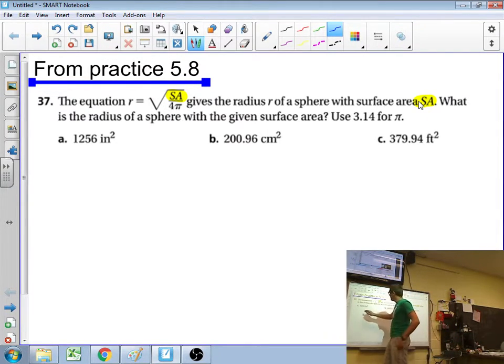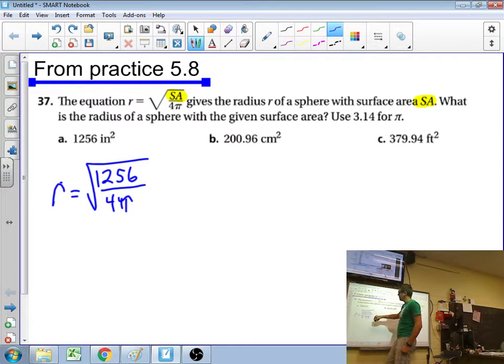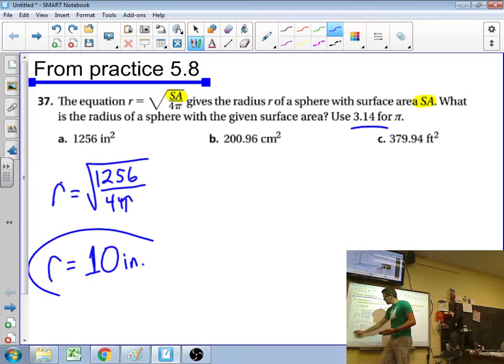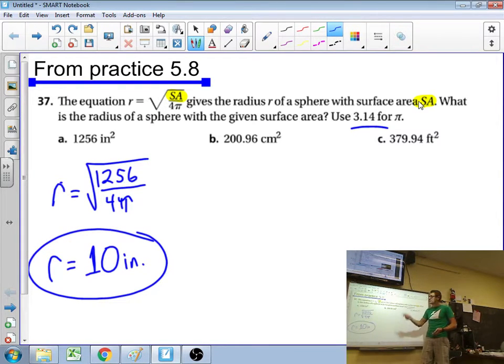So for A, we would set up that the radius is going to equal radical 1256 over 4 pi. We plug in 3.14 for pi like they told us to, evaluate what 4 times 3.14 is, divide that from 1256, and then take the square root. So 1256 divided by 4 times 3.14, putting that in parentheses to keep it grouped. That gives me 100, so then the square root of 100 is going to be 10, and because it was inches squared, I know that this is going to remain inches. So that is essentially how you solve each of those.